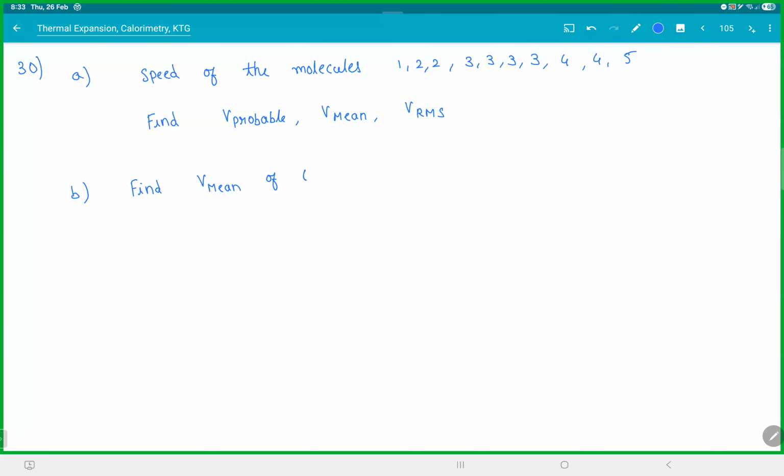Find V mean of oxygen at 300 Kelvin. If V probable of helium is equal to V RMS of hydrogen, find the ratio of temperature of helium and hydrogen. Simple questions, just formula based.